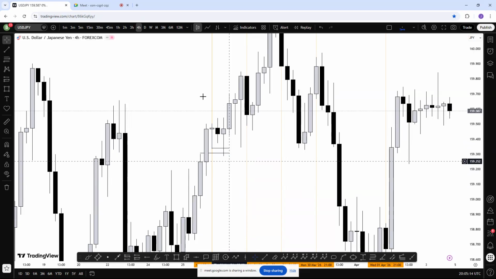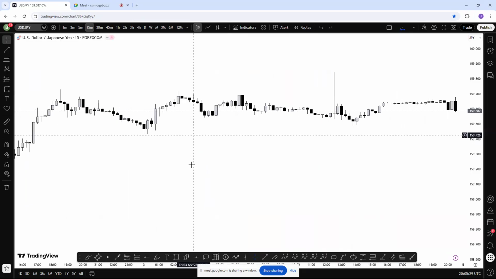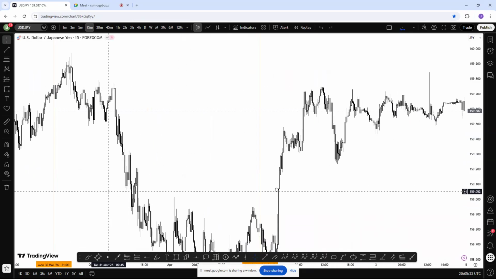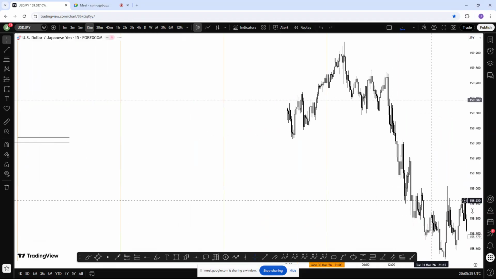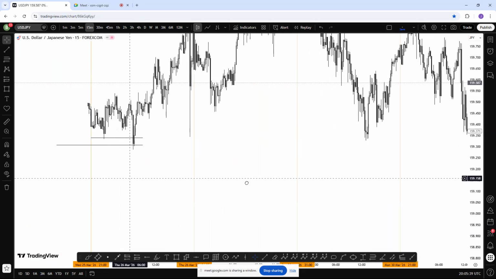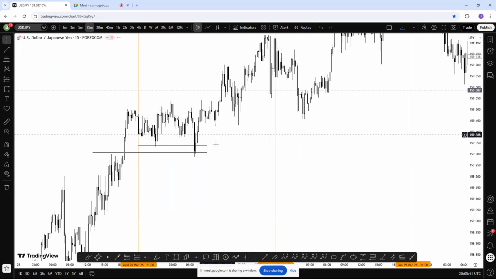After that, switch to the 15-minute time frame. It's the key time. This is a London candle, 1 a.m. London candle. And they switch to the 15-minute time frame to find what? To find a confirmation.